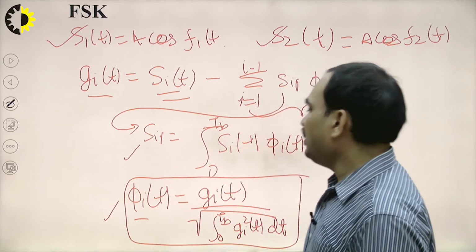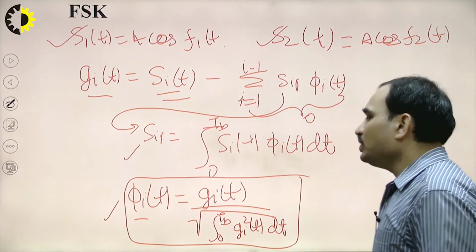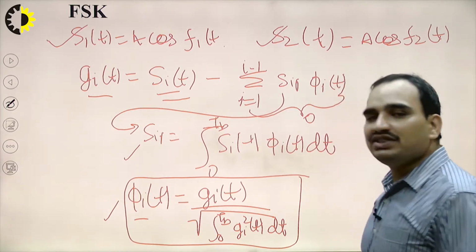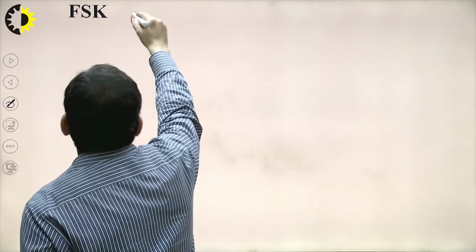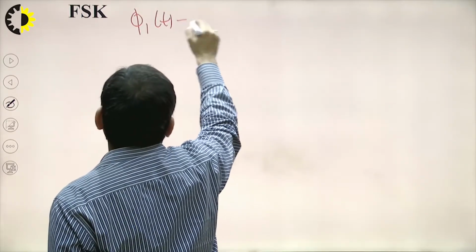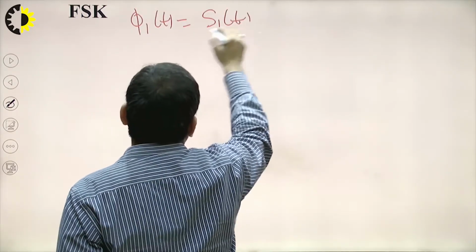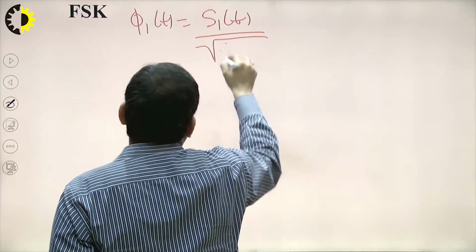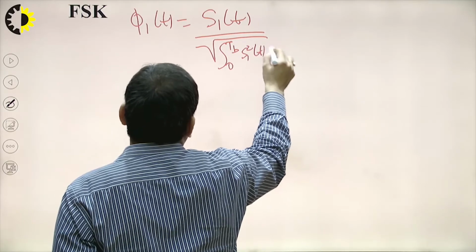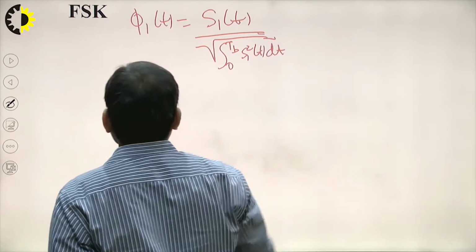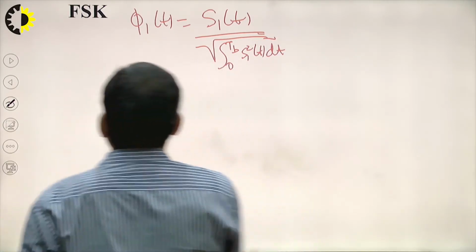We can find phi 1(t), that is equal to s1(t) divided by the energy of s1(t). So we can rewrite the basis function phi 1(t) as s1(t) divided by the square root of its energy, that is the integral from 0 to Tb of s1 squared(t) dt. Now s1(t) is with us, so we can find the energy.